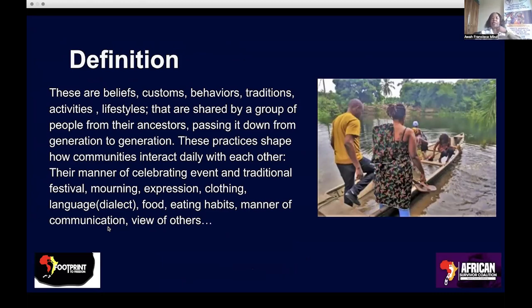Okay. Quickly, we'll just go to define what a culture is. We look at culture as beliefs, customs, behaviors, traditions, activities, lifestyles that are shared by a group of people from their ancestors, passing it down from generation to generation.